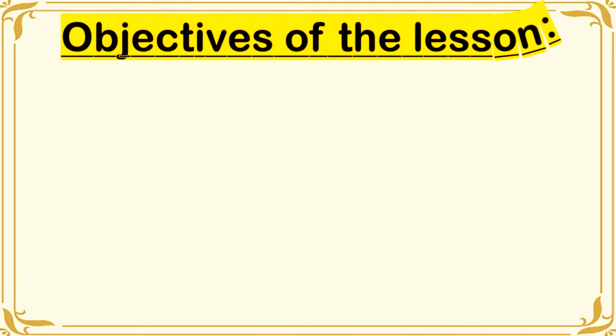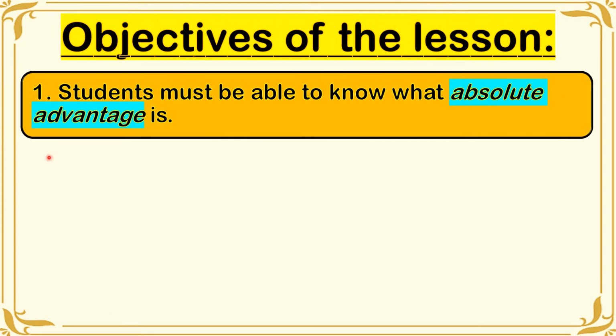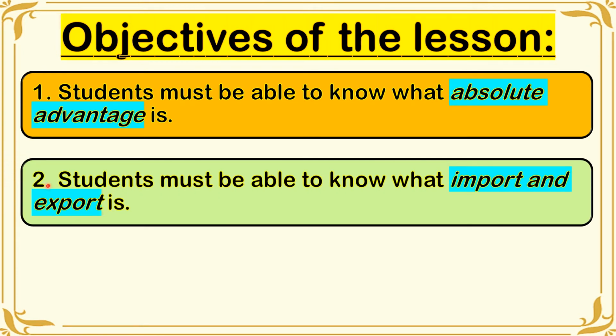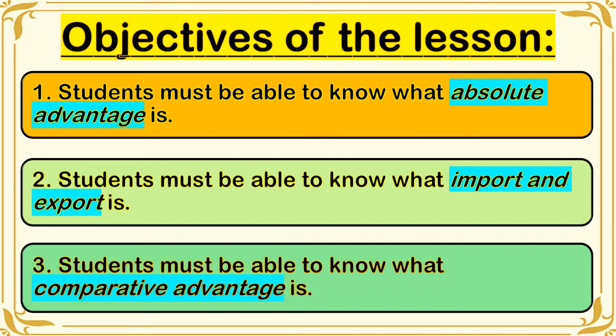Class, the objectives of our lesson for today. The first one is students must be able to know what absolute advantage is. Number two, students must be able to know what import and export is. Number three, students must be able to know what comparative advantage is. So at the end of the lesson, I expect that you already know or have an idea about what an absolute advantage is, what import and export is, and of course, what comparative advantage is.